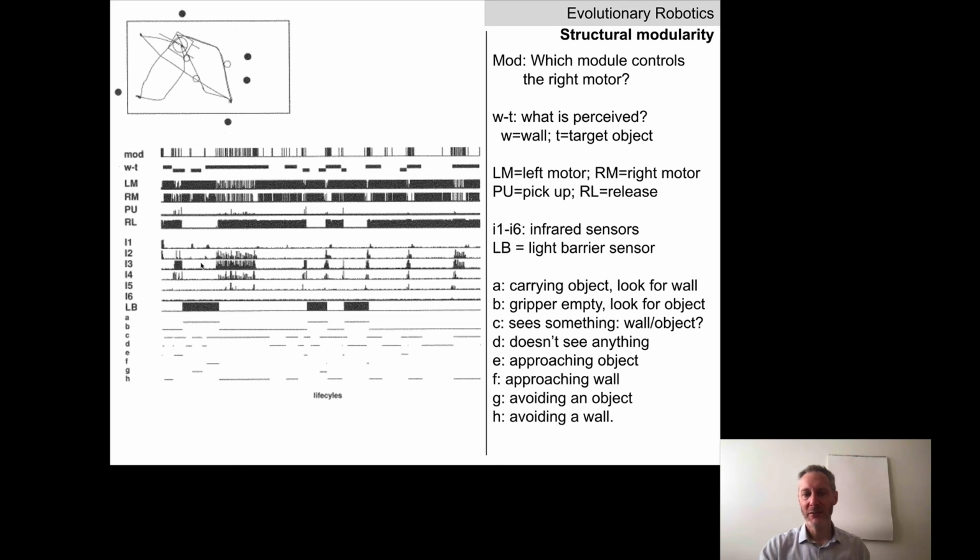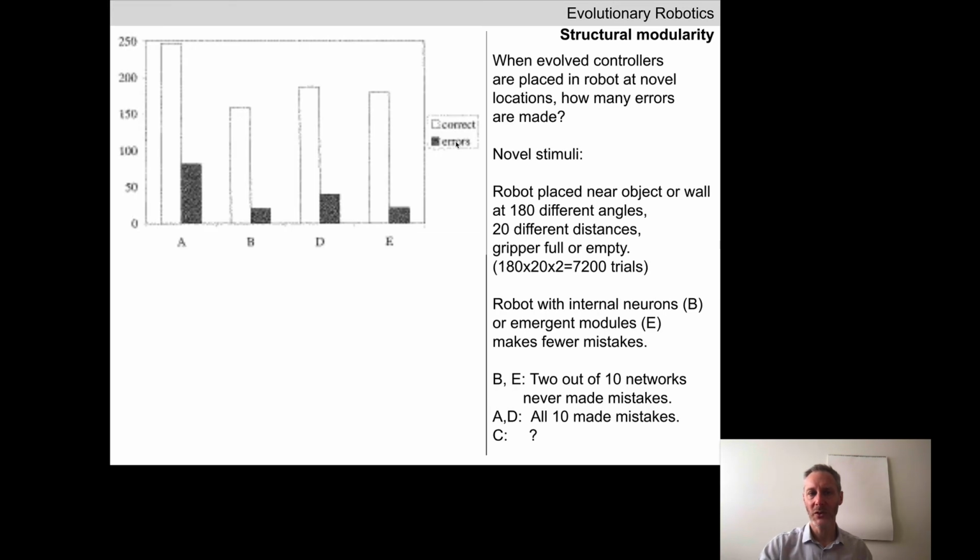There's a little bit. If you look at the infrared sensors as a whole, you notice when the infrared sensors are firing, it tends to be dark in the mod row and vice versa. But other than that, not much of a correspondence. Okay. Last thing we're going to look at in this experiment is not so much about modularity, but another aspect of evolved behavior which is important.